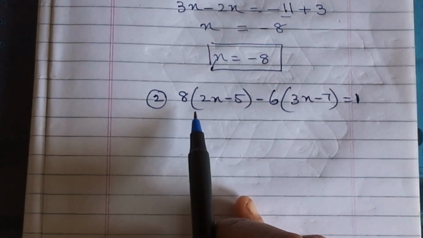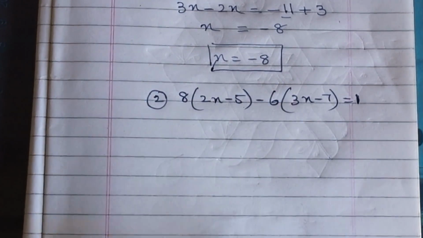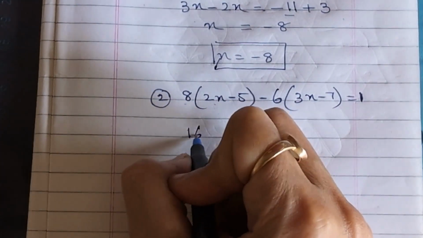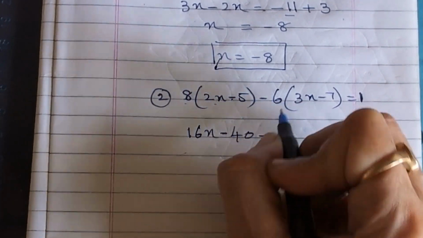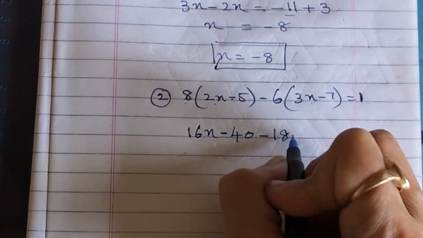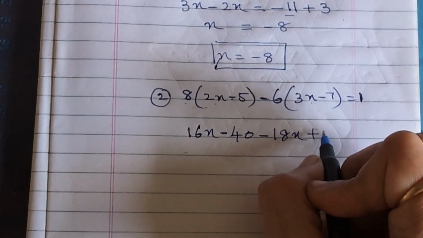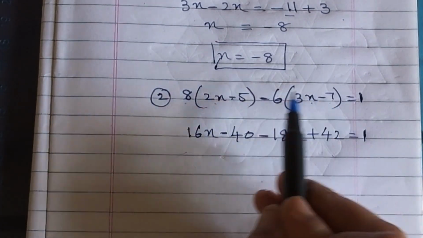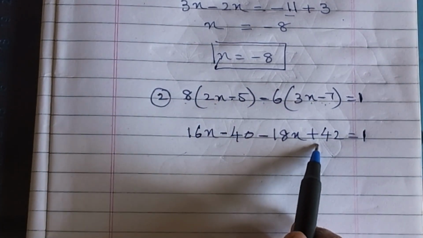Now next question, 8 into 2x minus 5 minus 6 into 3x minus 7 equal to 1. Again open the bracket. 8 into 2x 16x minus 8 into 5 40 minus 6 into 3x 18x. Now this minus will become plus. 6 into 7 42 equal to 1. So when you are opening the bracket, take care of the sign. Minus minus, so this term will be plus.